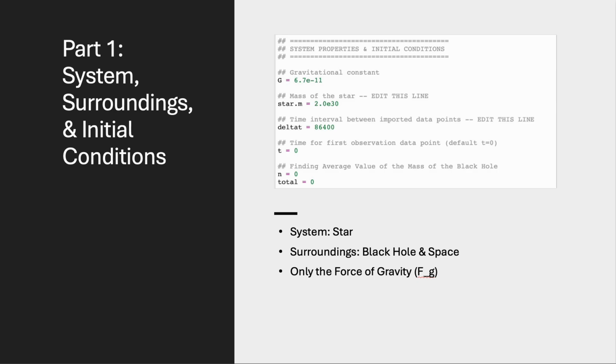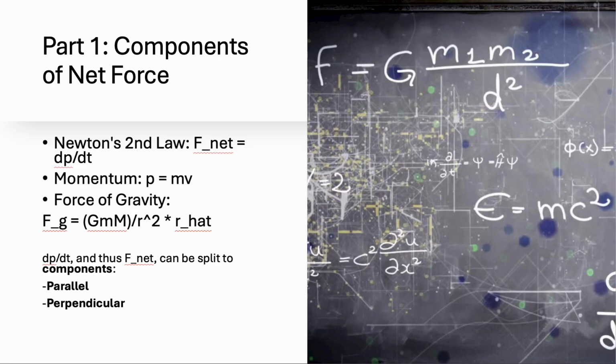So system, surroundings, initial conditions. For part one, the system was the star, and the surroundings were the black hole and just space. And so we know that only the force of gravity, Fg, is actually acting on this, which is why I initialized the gravitational constant. I also initialized n and total, which we're going to use to find the average value of the mass of the black hole in our code.